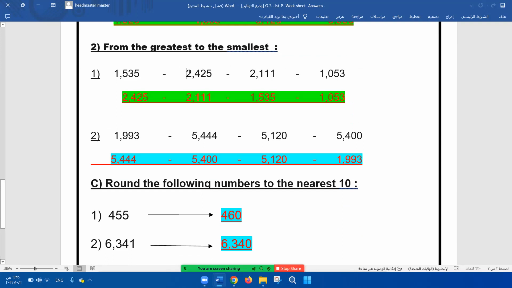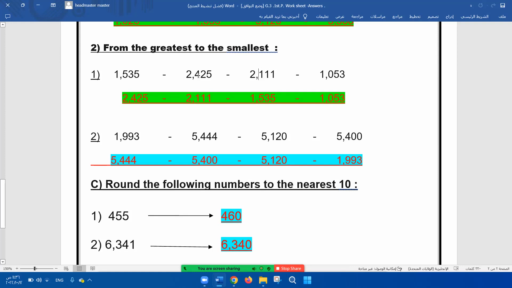Yes, it's 2. Right. What about the next digit? After 2, we have 2 numbers that have 2 in thousands place. After the 2 here, you have 4, and after the 2 here, you have 1. Okay, what is the biggest? Oh, the 2 with 4, not the 2 with 1. So this is the biggest number. We start with it, 2,425.